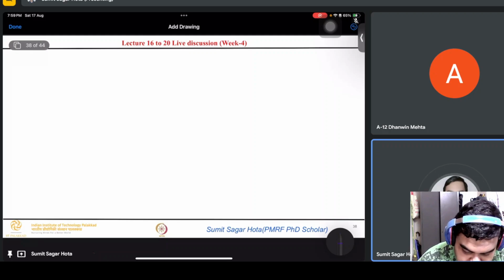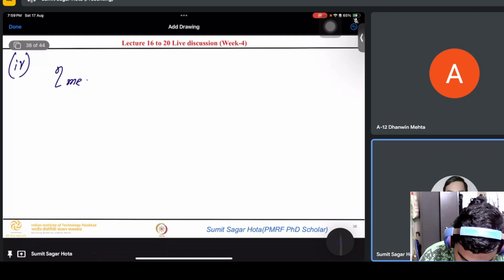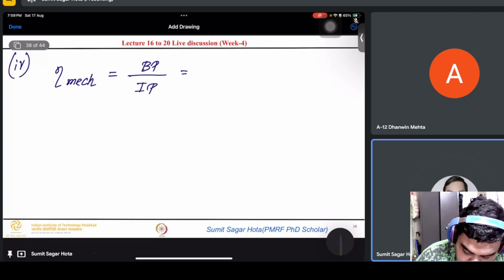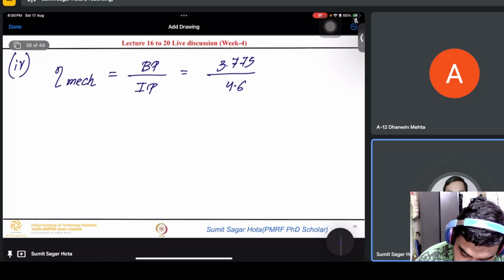Then next comes the mechanical efficiency, which is the brake power divided by indicated power. 3.775 divided by 4.6 comes out to be 0.82 or 82% efficiency.